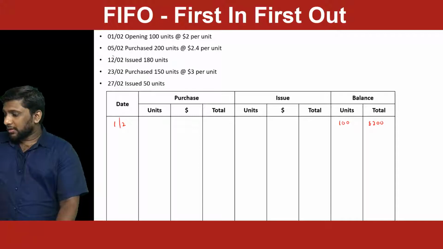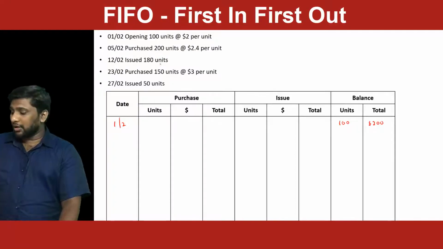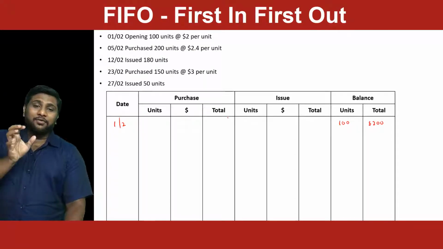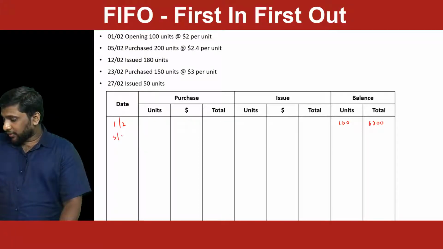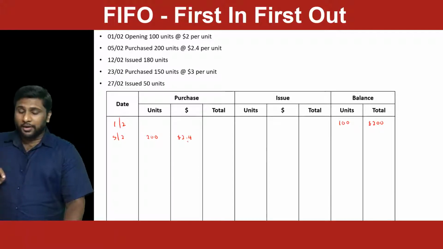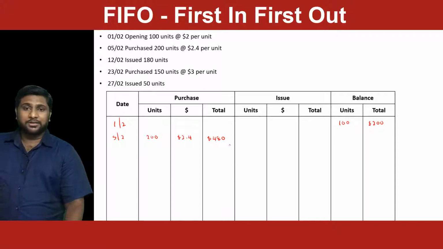Next one. 5th February, you purchased 200 units, each unit at a rate of $2.4. So whatever the purchases, you have to write it under your purchase column. So I'll write 5th February. You are purchasing how many units? 200 units. Each unit price is how much? $2.4. So 1 unit is $2.4. If you purchase 200 units, what's the total value of the 200 units? It's $480. Now let's complete the balance column.